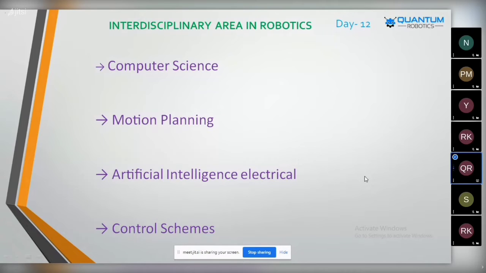And motion planning means that the point-to-point variances and the points in an area are recognized in a particular area of dimensions, and the distance variance will be calculated by the motion planning.